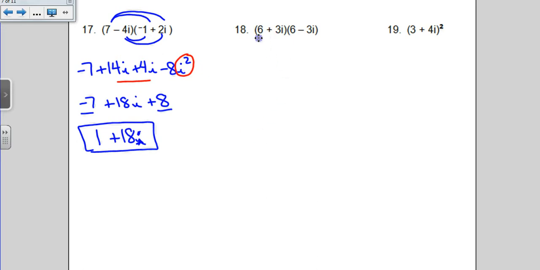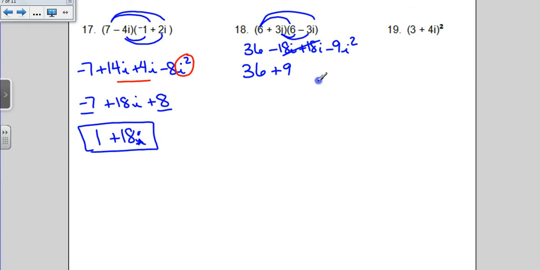Okay, the next problem we're going to FOIL. So 6 times 6 gives us a 36. 6 times negative 3i gives us negative 18i. 3i times 6 is a plus 18i. And then 3i times negative 3i is a minus 9i squared. So again, like terms in the middle. This time the like terms cancel out. And you end up with 36. This becomes a plus 9, because negative 9 times negative 1 is a plus 9. And that answer comes out to be 45.